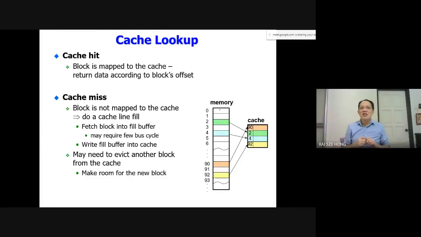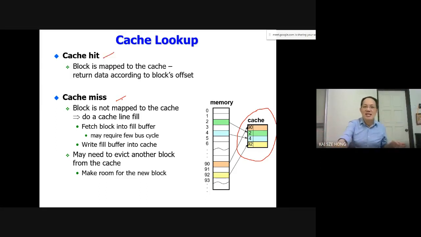So if there is a cache hit, then definitely you will just get the data from the cache. If it does not hit, then you have to get the data from the memory to the cache, and only then will you get the data from the cache. Or you directly get the data from the memory to the CPU. So this is the first case and the second case, cache hit and cache miss.